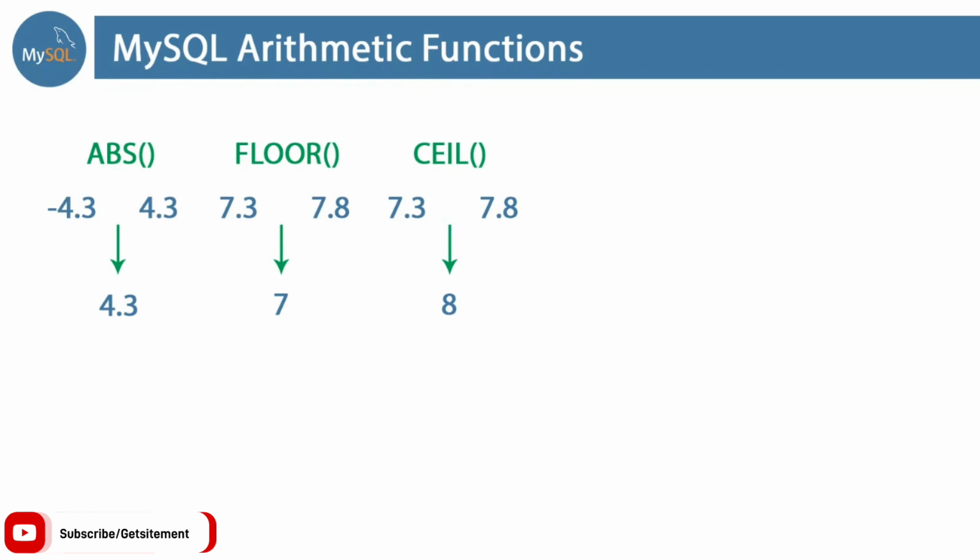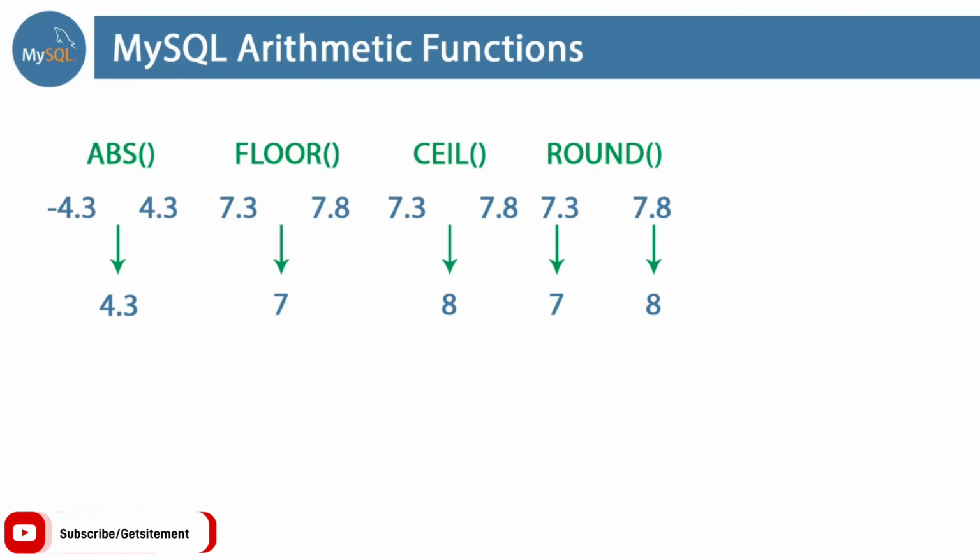Our next function is round. It always returns a rounded value. Let me show you. Suppose we have two values, 7.3 and 7.8. If your value is below 0.5, then it is going to return 7. And if your value is above 0.5, then it is going to return 8. Basically I want to say, if below 0.5, then it is going to return the floor value. And if above 0.5, then it is going to return the ceil value.